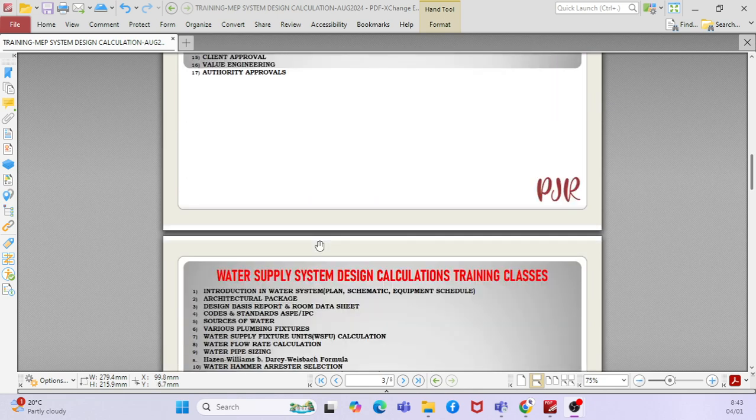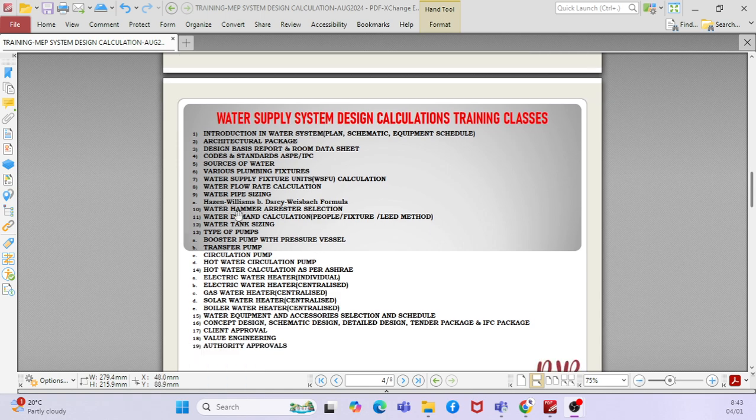After that, if you come to the water supply calculations, we have codes and standards. You have heard about the ASPE standard, American Society of Plumbing Engineers, and the International Plumbing Codes. This is the reference, so whenever you do the calculation, we will do it based on this reference. Then we learn about the source of water, what the plumbing fixtures are. I'm not sure whether you have done calculation for water supply, but we will be doing water supply fixture unit calculation, water flow rate calculation, water pipe sizing, hammer arrestor. These are the things: tank sizing, pump sizing, heater sizing. Have you done this type of calculation in your work? Yes, I did these calculations.